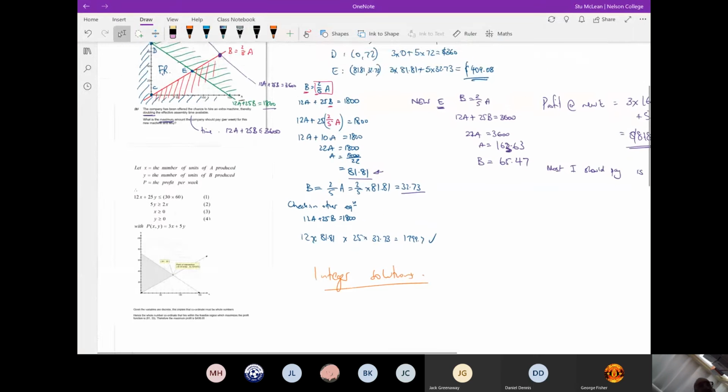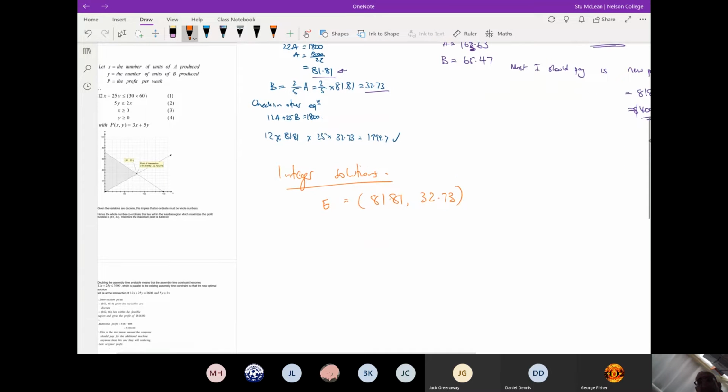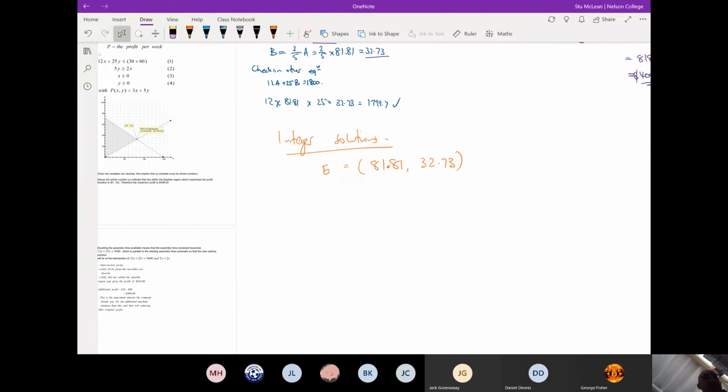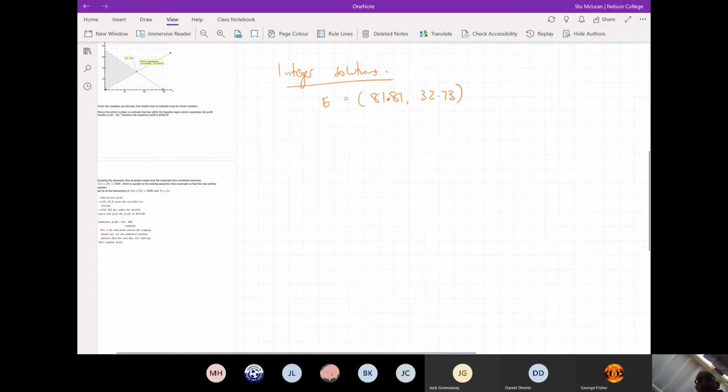And let's think about that point E, the original one. Just the original point E was the point 81.81, 32.73. Clearly, we can't make exactly 81.81, and we can't make 32.73 points either. Is there some way I can get a grid? Beauty. Let's have a look at that.